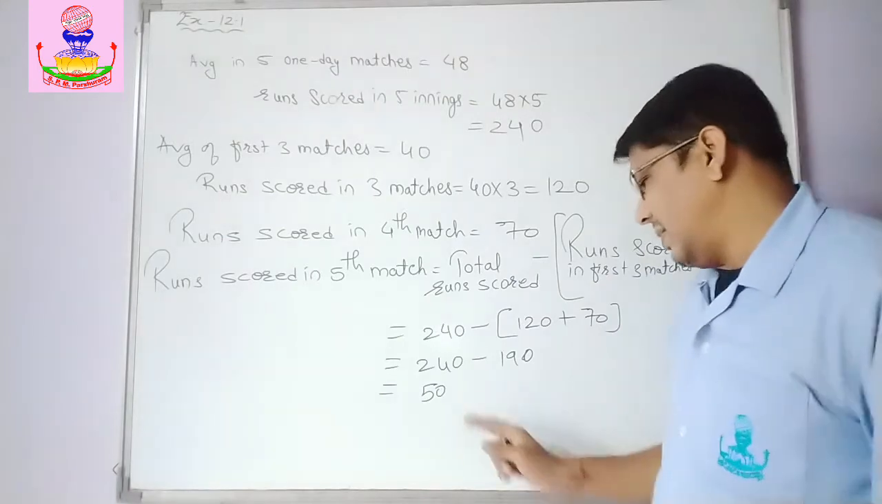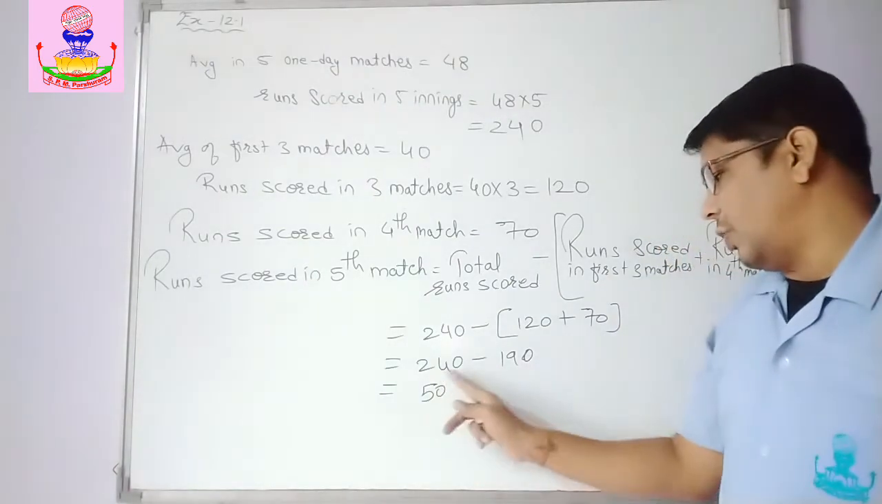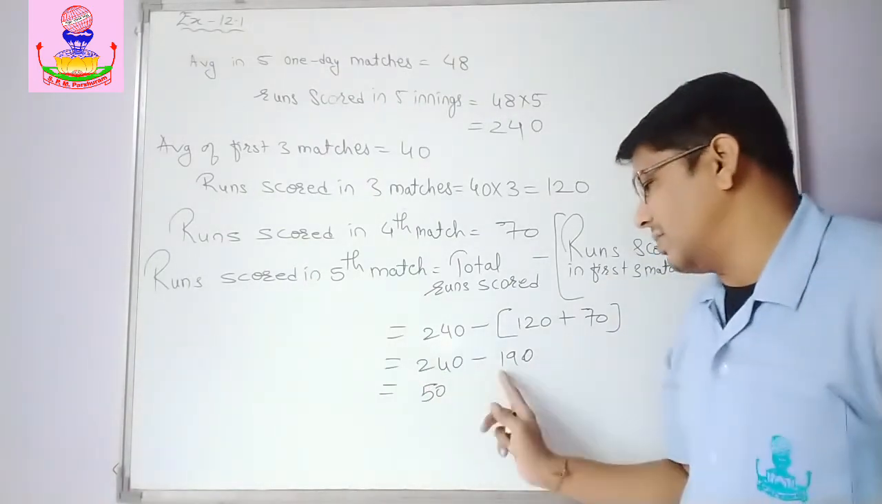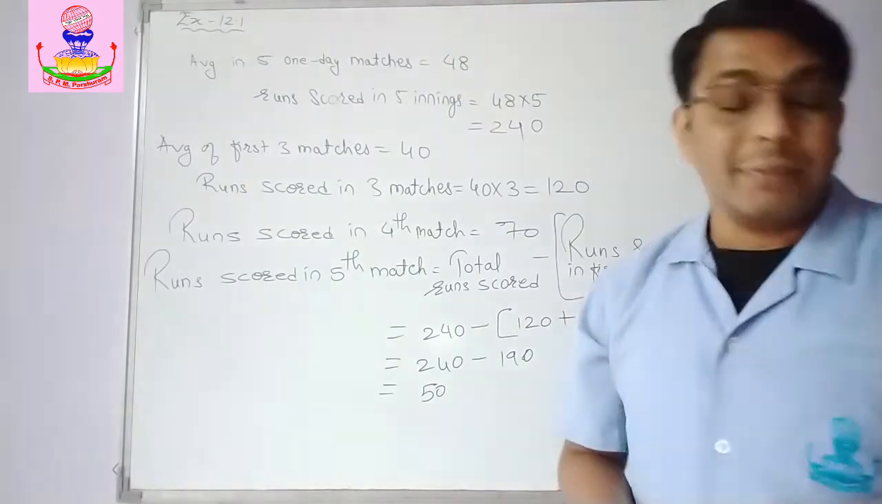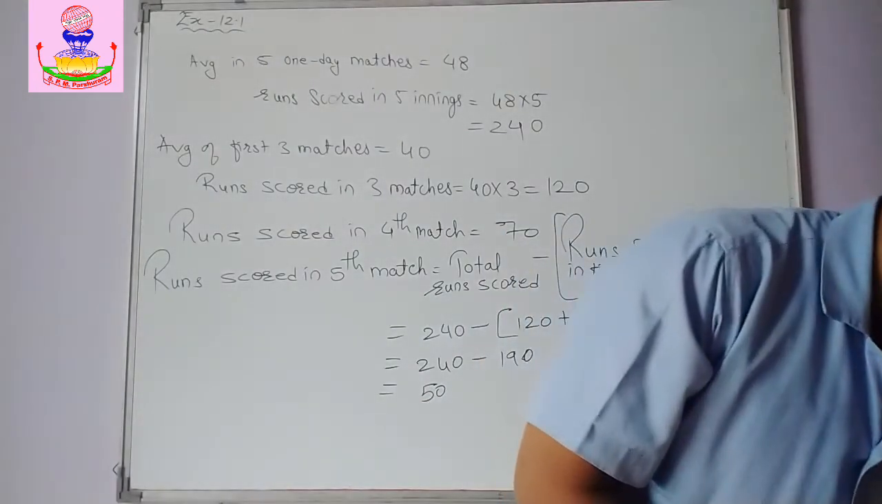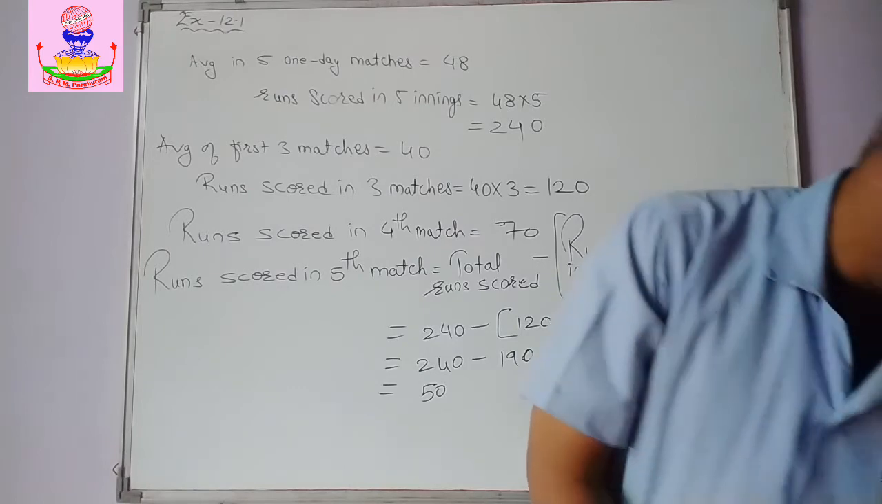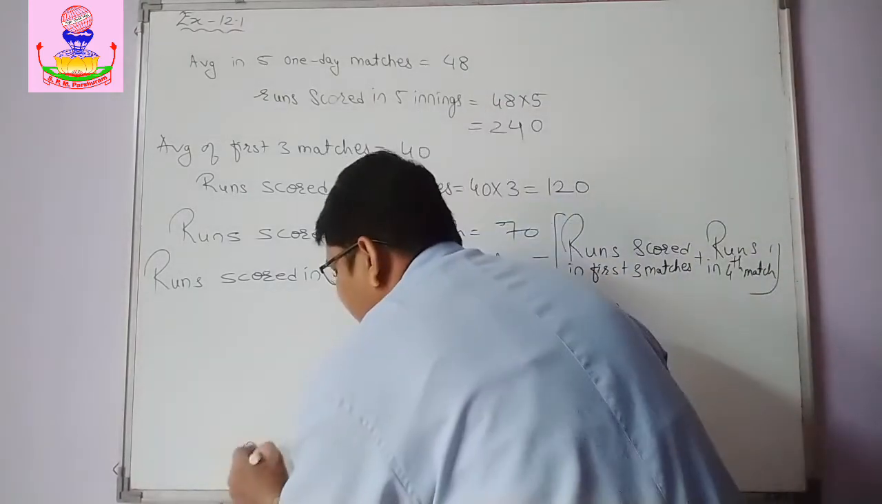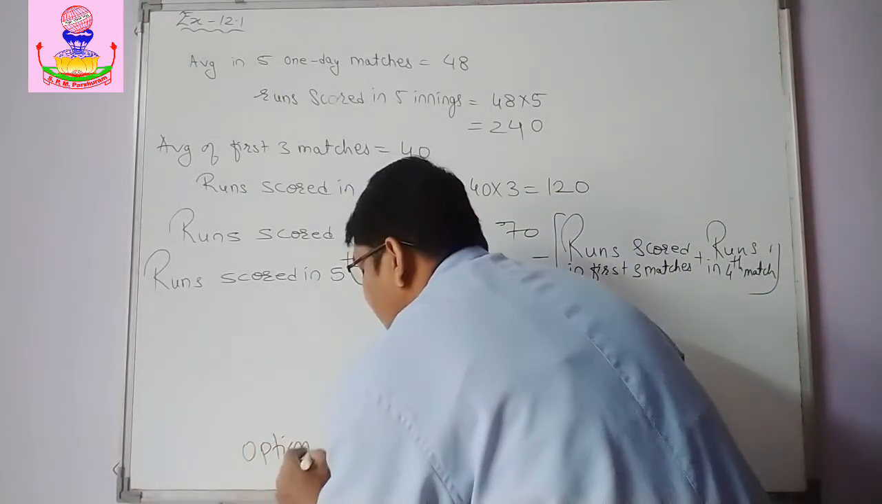0 minus 0, 0; 14 minus 9, 5; 1 minus 1, 0. So 50 runs he scored in his last match. So option third.